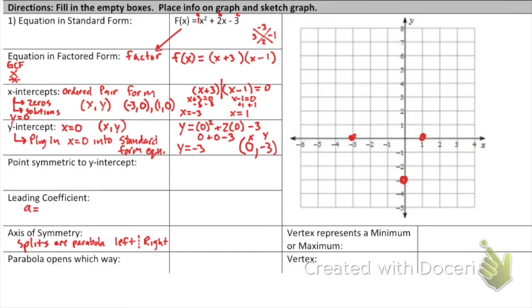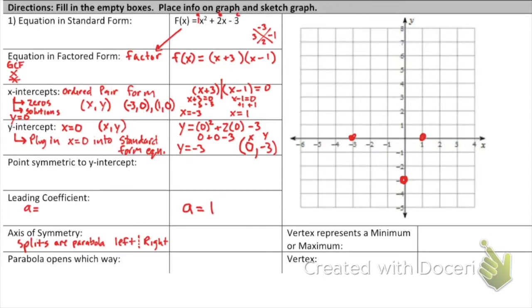Okay, so if you look in my standard form, what's my A value? Your A value is 1. So my leading coefficient is 1. All right? And this is going to help us determine something later. Okay, so it's a positive 1. So how do we find the axis of symmetry?